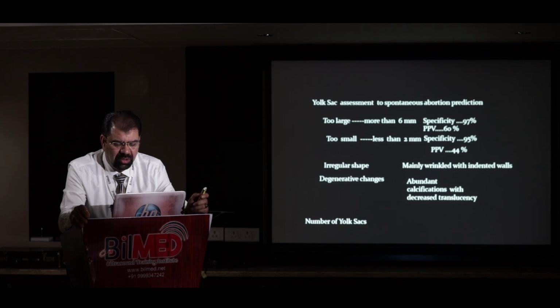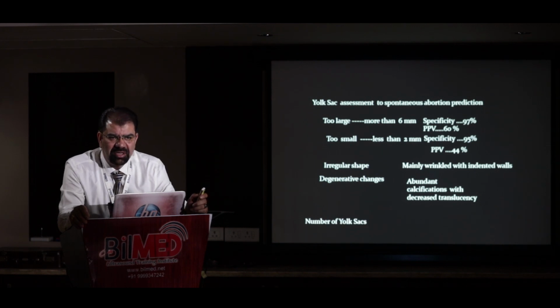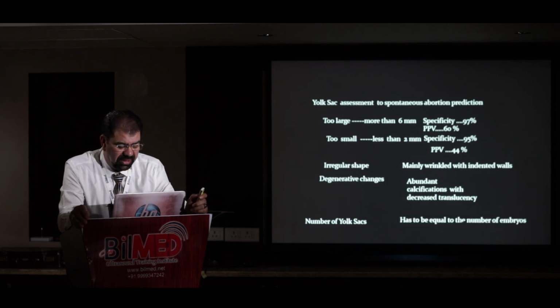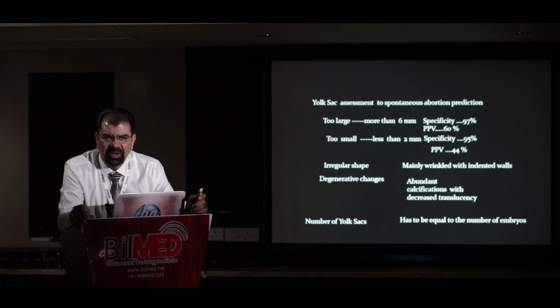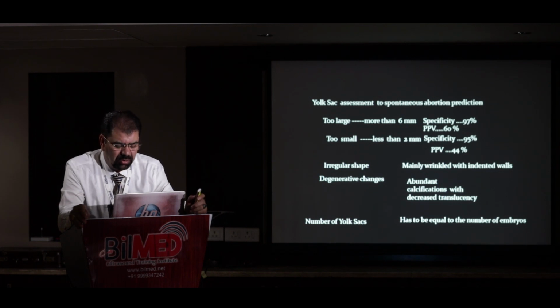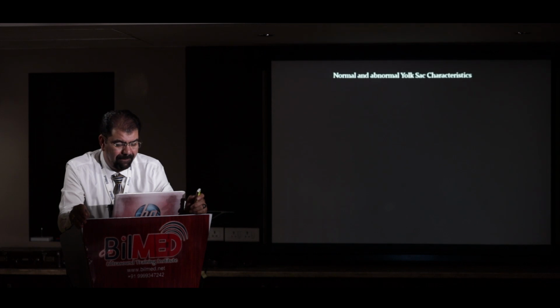Now number of yolk sacs. If you see one yolk sac, most probably you are dealing with one fetus, most probably. But if you see two yolk sacs and only one fetus, please make a thorough search. Maybe you are getting a second fetus also. And in most cases, yes, you will get a second fetus also. So the number of the yolk sacs should be equal to the number of fetuses.